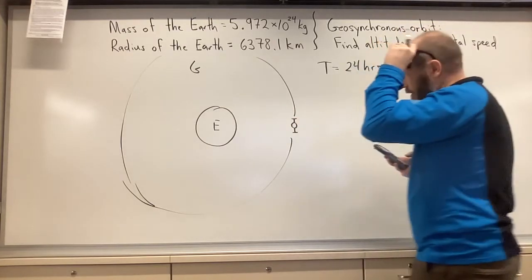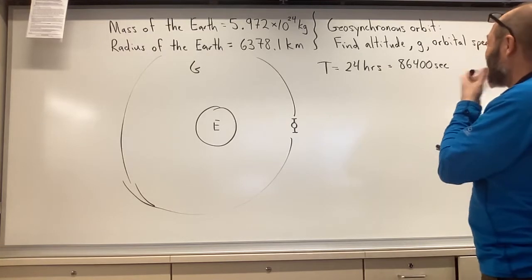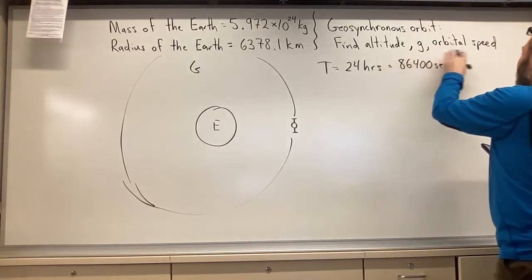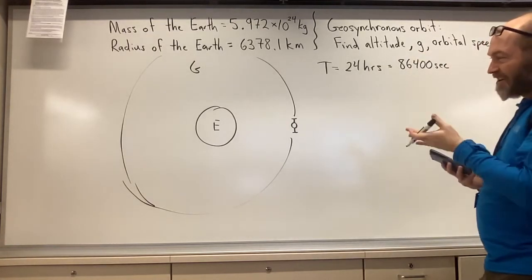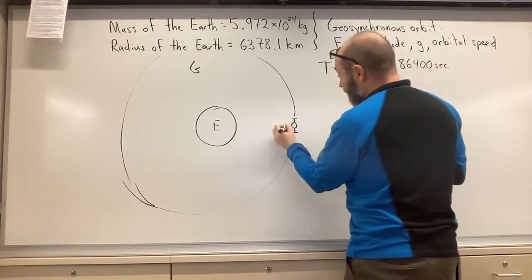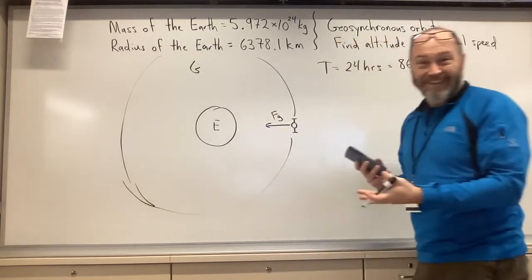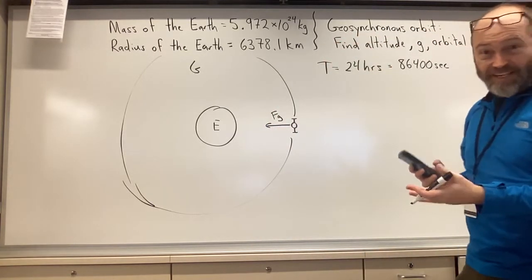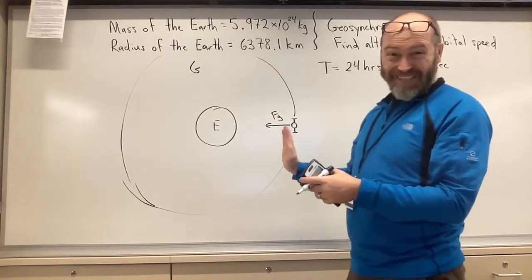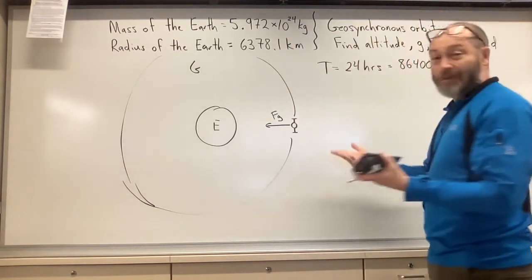So I drew a picture. I need to know the altitude, I need to know this, and I need to know the orbital speed. So what else do I need to do? Oh, let's draw an FBD. The only force acting on my satellite is the force of gravity, because the force of gravity is what's causing my satellite not to move off in a straight line. It's pulling it in.